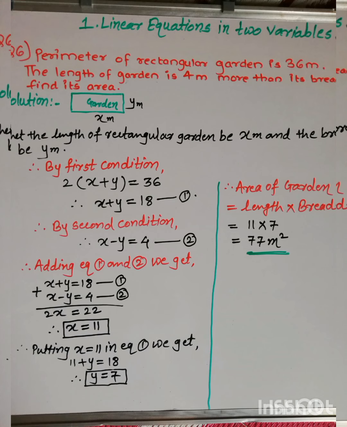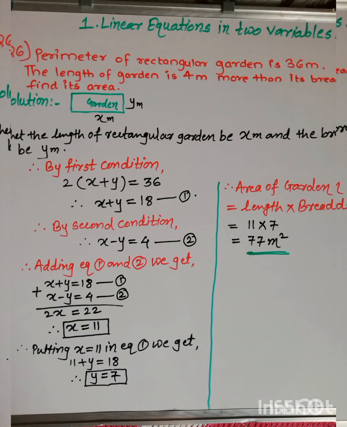So by using the first condition, that is about the perimeter. The perimeter formula is 2 into length plus breadth. So here 2 into x plus y is equal to 36. Then after dividing 36 by 2, we get here x plus y is equal to 18. Then by using the second condition, the difference between the length and the breadth is 4, because length is 4 meters more than that of the breadth. So x minus y is equal to 4.